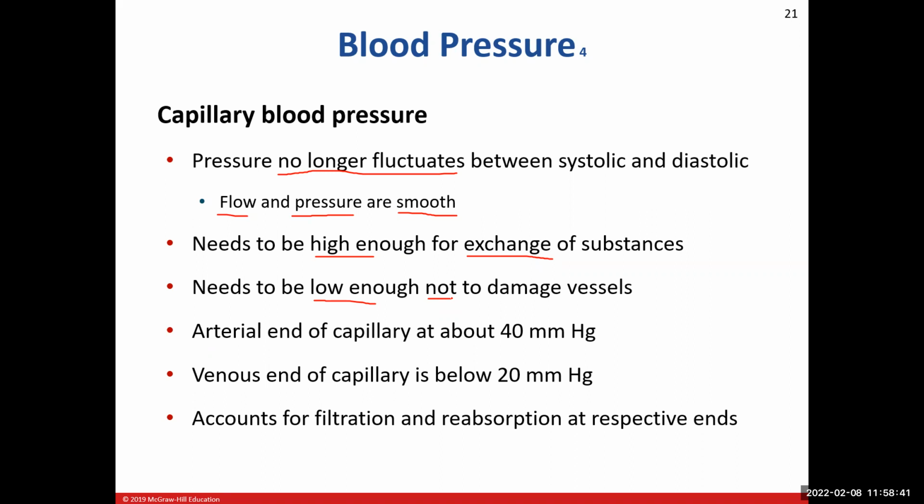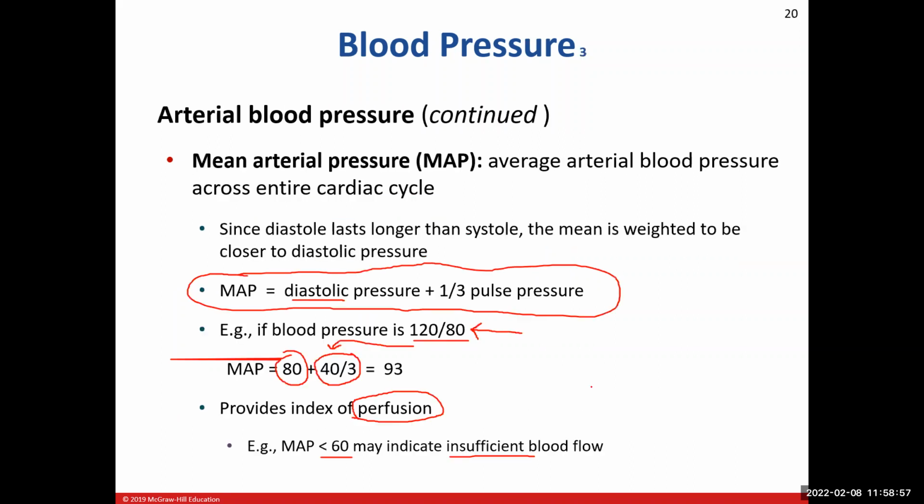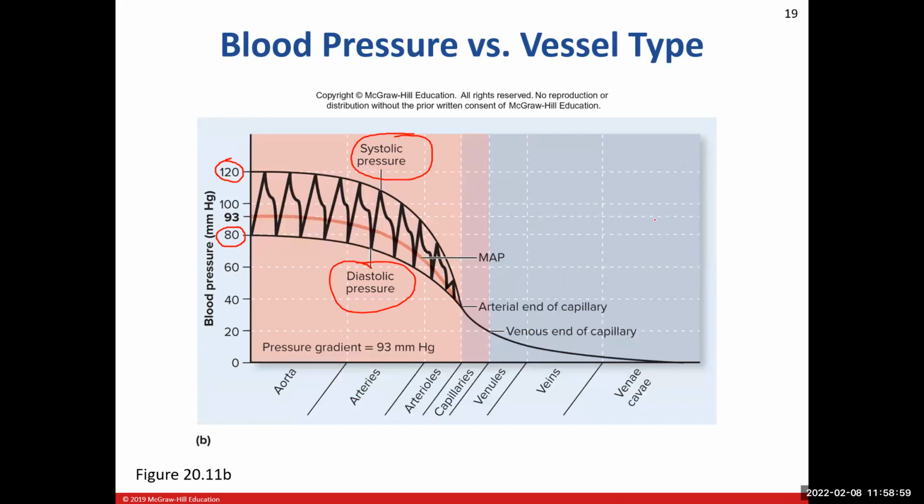Okay, so when we're looking at the capillary blood pressure, we give a value at the arterial end of 40 millimeters of mercury. At the venous end, that value is going to be below 20 millimeters of mercury. If you don't believe me, go to your graph here. You can see here the pressure at the arterial end is close to 40, and at the venous end, it's around 20.